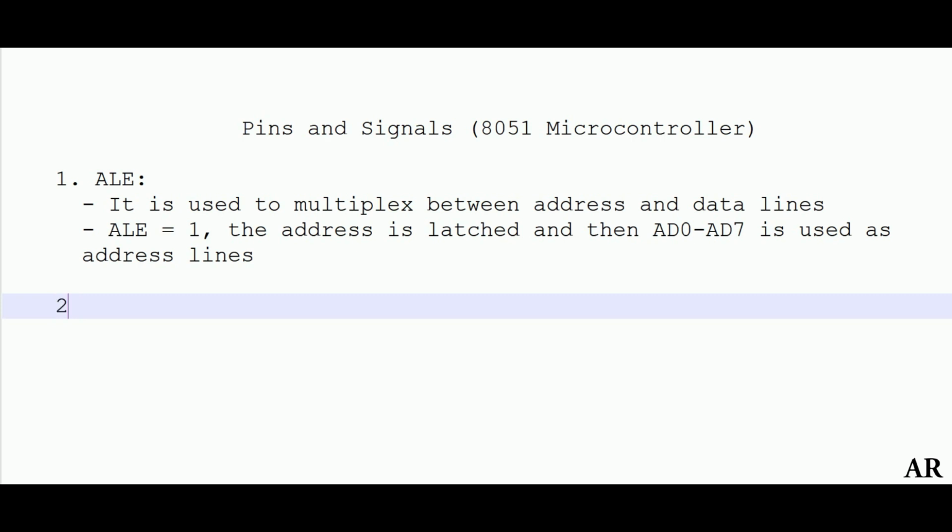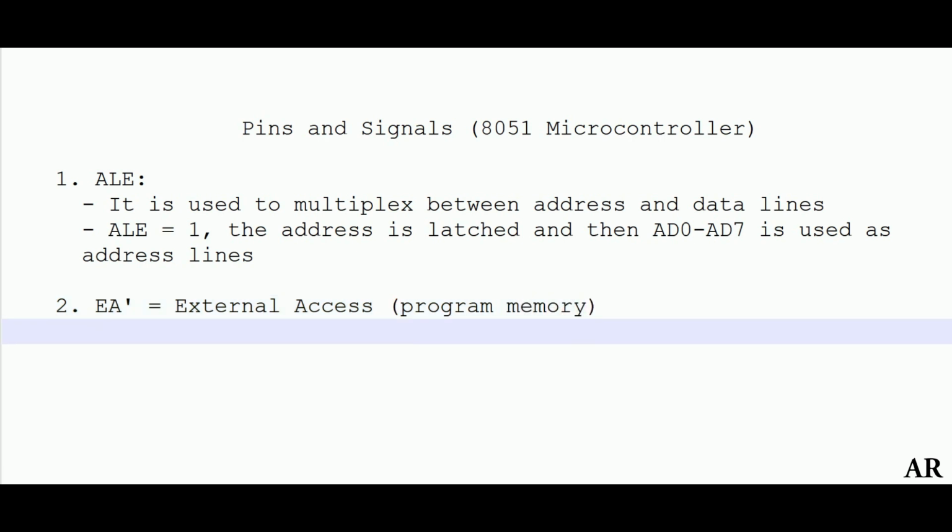You are very much well aware of that. Let us move to the next pin, which is your EA bar. Now EA bar stands for external access. The functionality of external access I have discussed in depth in the very first video while discussing your program memory. Please refer to that part.